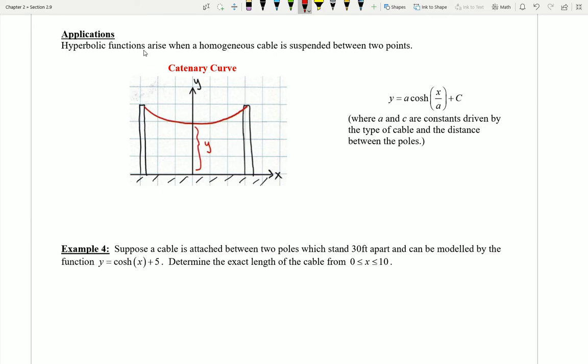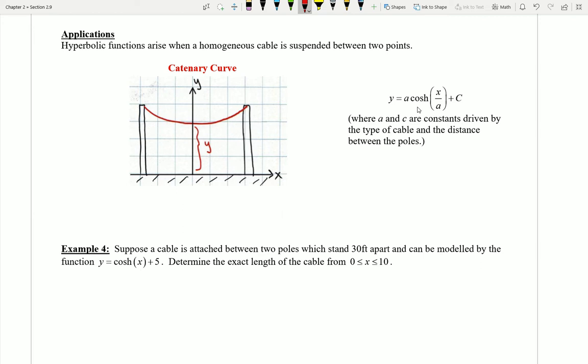We'll say that hyperbolic functions arise when a homogeneous cable is suspended between 2 points. That is, this red curve here can sometimes be modeled by these sorts of hyperbolic functions. Specifically here, you could probably guess that this cable looks like some modification of the hyperbolic cosine function, which we saw its graph of many videos back.